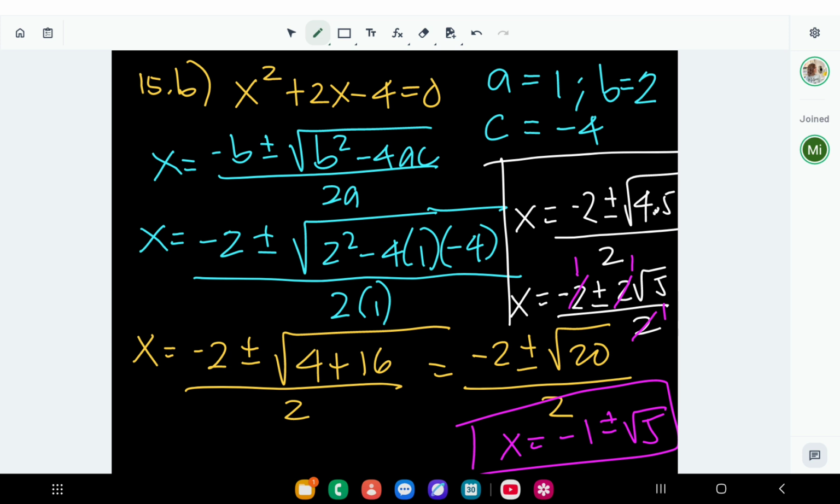As much as possible, don't use your calculator. Okay, then we go, I'm deleting it, all right? So we move to 15c.